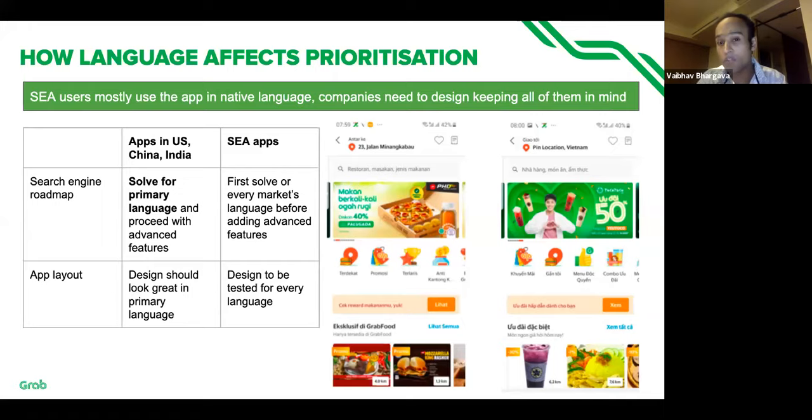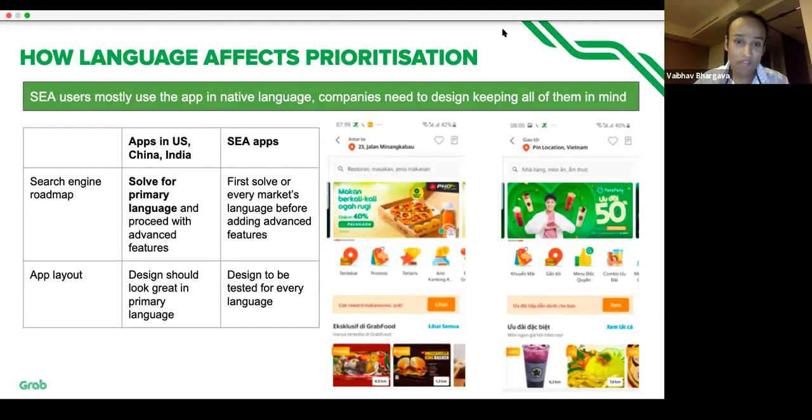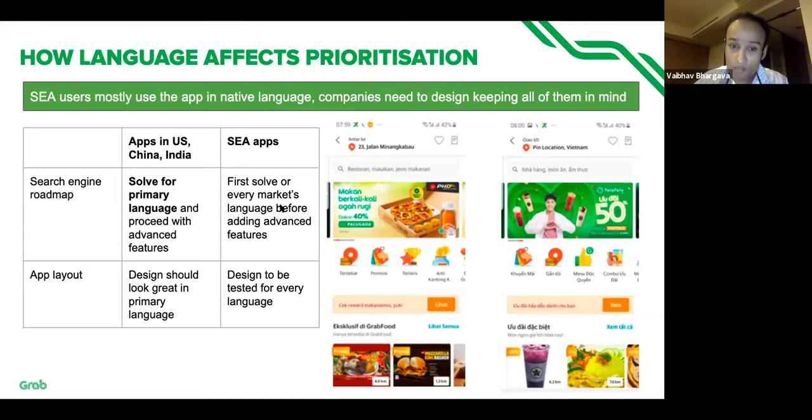And I think a lot of you are from e-commerce companies. I was looking at the profile. You have to first solve for every market's language before you add advanced features, because it's just going to fail. A search engine that works in English will not work for Vietnamese, will not work for Indonesian. You will have to make tweaks. And this is a product manager or designer heavy forum, but go and ask any developer friend of yours who's into machine learning or NLP and stuff. That task is not easy, but it means that you have to do the difficult part first.